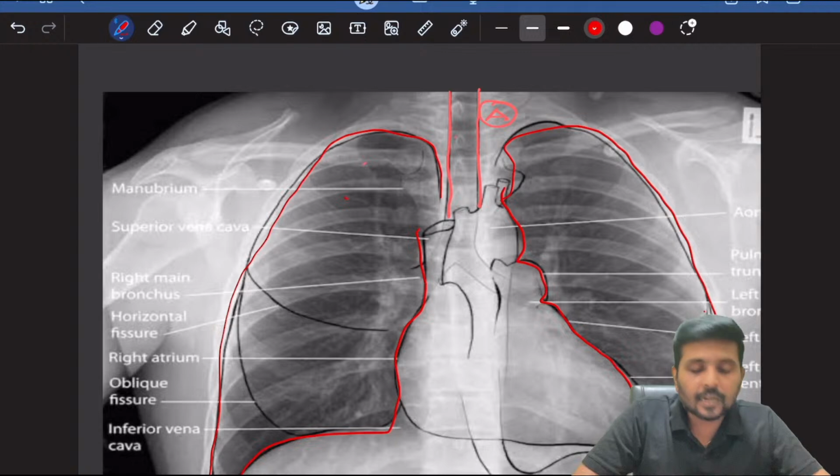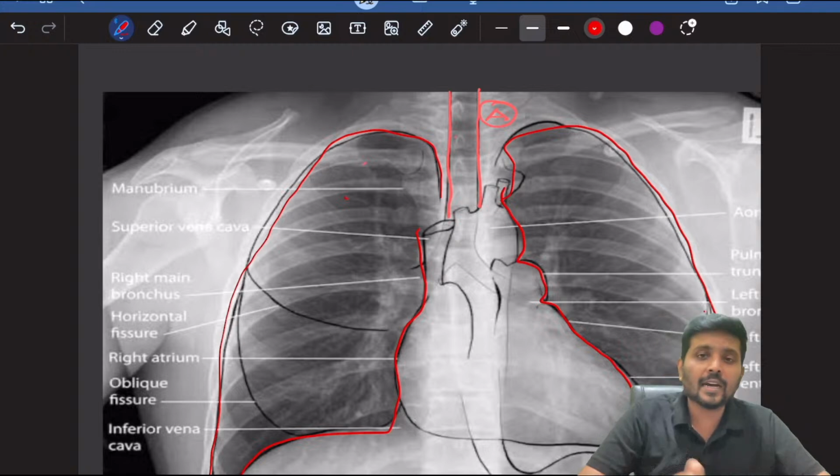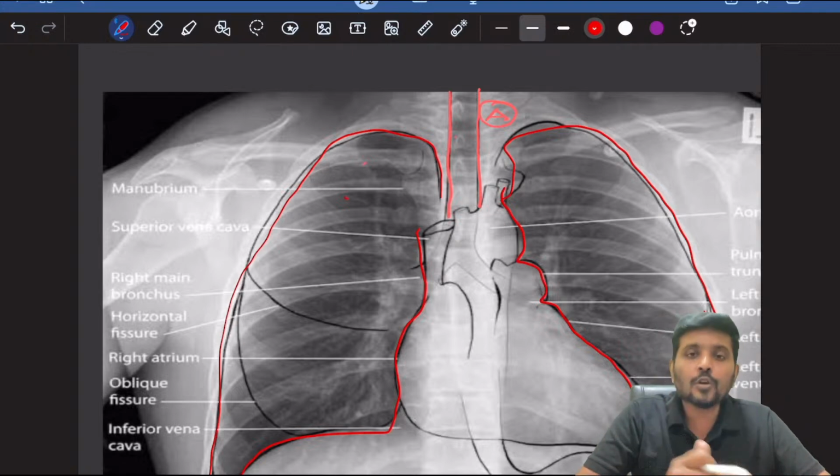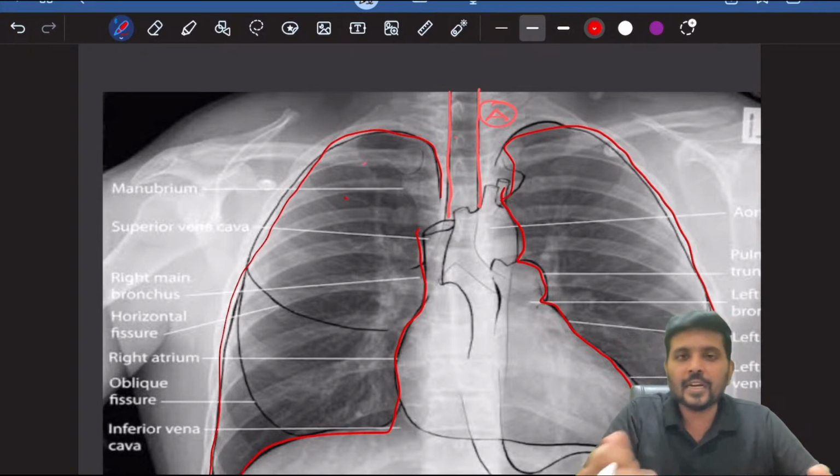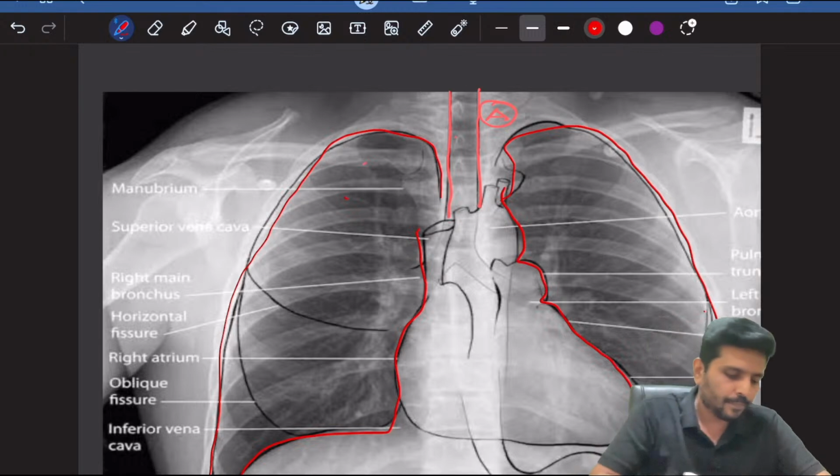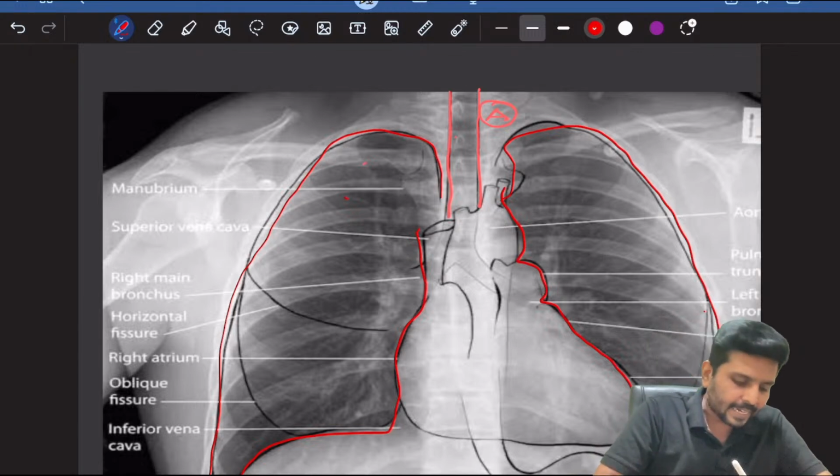Second point. Third one, aeration. What do you mean by aeration? Air that goes inside is called aeration. If more air goes inside, your lung will become more black. If less air goes inside, your lung will become less black. So more black means more aeration, less black means less aeration. So one is airway, second one is lung volume, otherwise known as breathing.